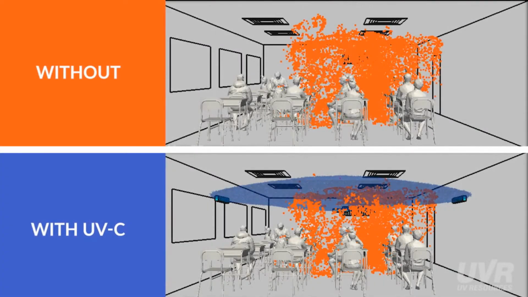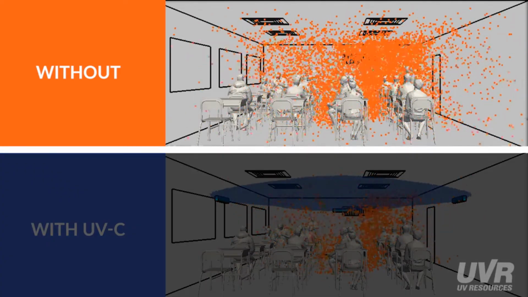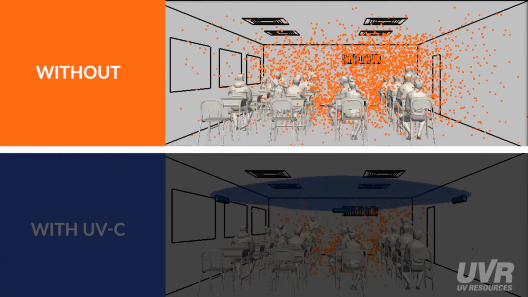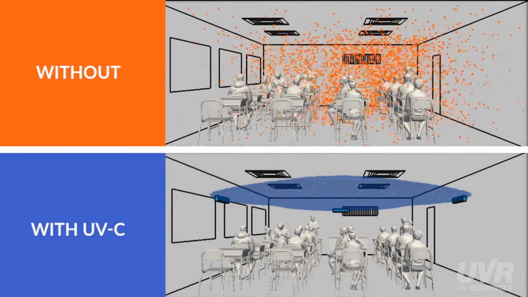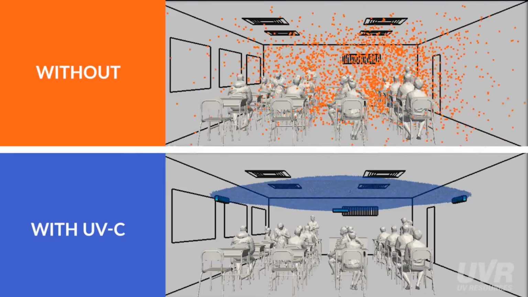In spaces without UVC, such as the top classroom, contagious droplets can linger for several minutes, and the longer someone is exposed to viral particles, the more likely they are to become infected and allow further spread of the disease.